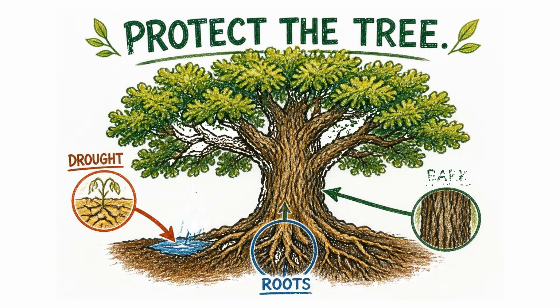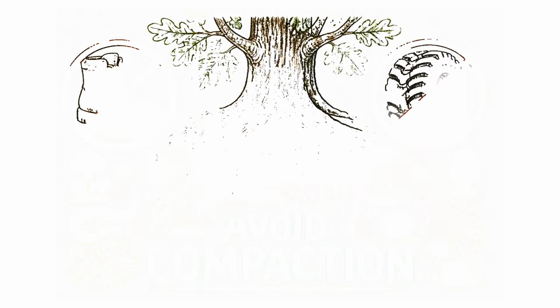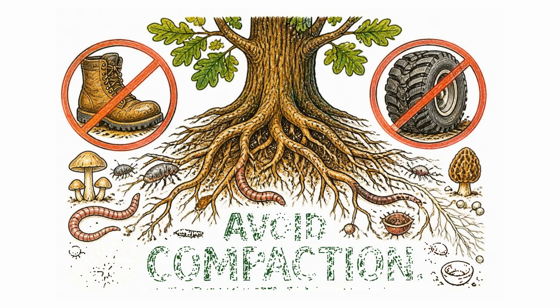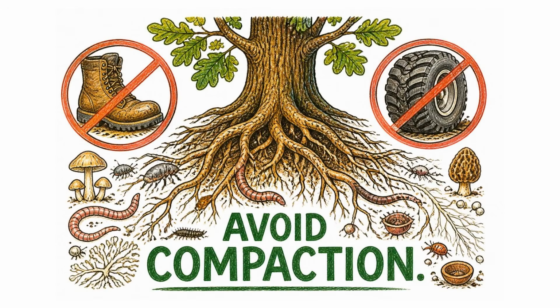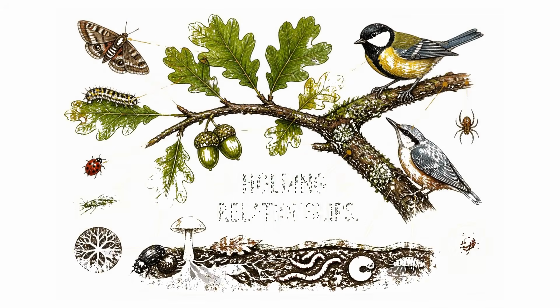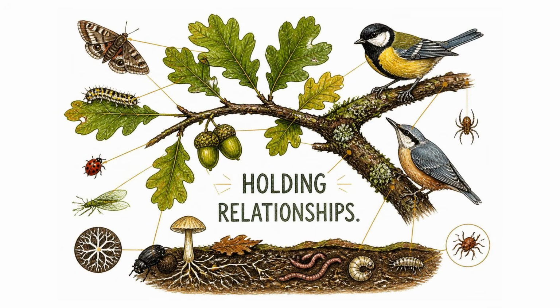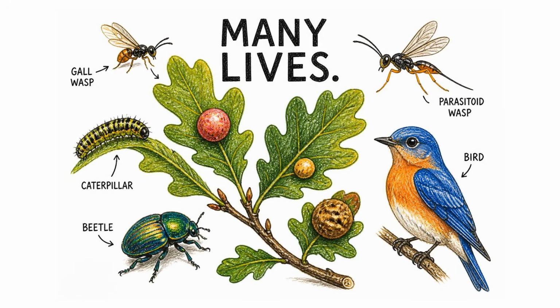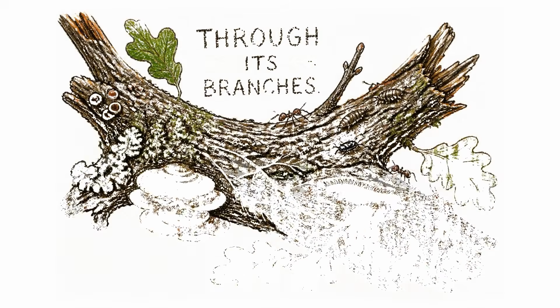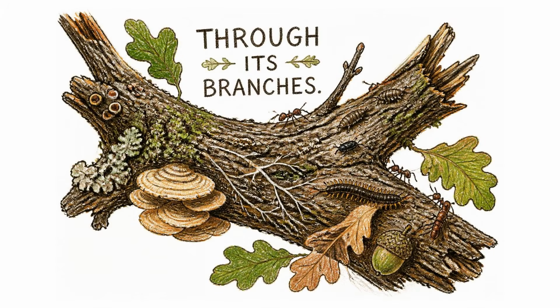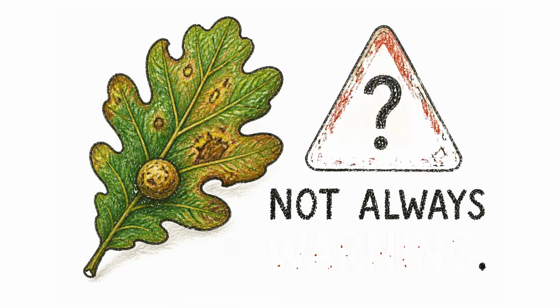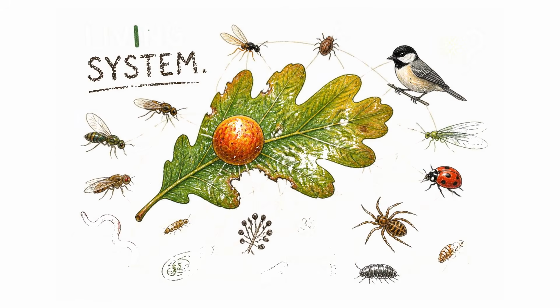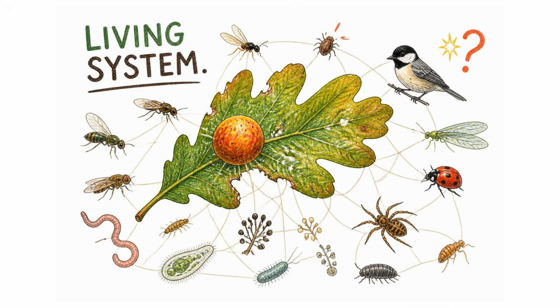It is steady support. Reduce drought stress, protect roots and bark from injury. Avoid compacting the soil, and let the tree live within the community it was built to support. Because the oak is not just holding leaves, it is holding relationships. Gall wasps, caterpillars, beetles, parasitoids, birds, fungi, and countless small lives cross through its branches. The imperfect leaf is not always a warning that something has gone wrong. Sometimes it is proof that the tree is part of a living system, still complex enough to surprise us.